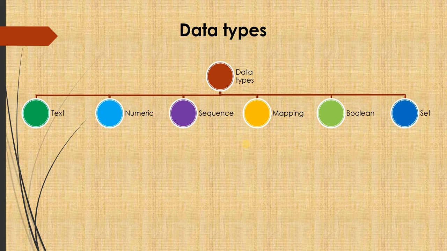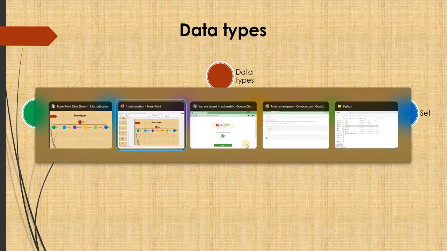In Python, very broadly, you can consider different data types as text, numeric, sequence, mapping, boolean and sets. There is another category called none. If it doesn't belong to this category, it can belong to another category called none. We will discuss one by one in detail. Okay, so let's start with the first data type, which is text.